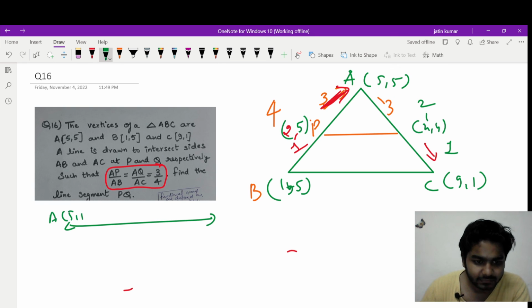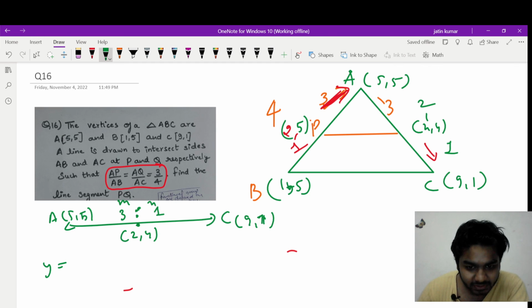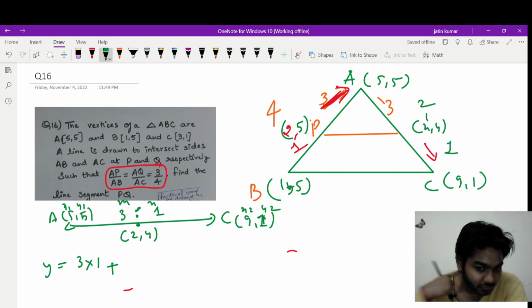A is (5,5), C is (9,1) and the ratio is 3:1. For x we have got 2. Now we are solving for y. So this is m and n. This is the result of not writing the formula. If you do it directly, this is the mistake you will make. So m, y2 is 1, sorry, x1 y1 x2 y2.